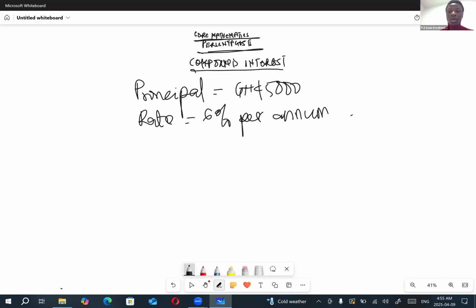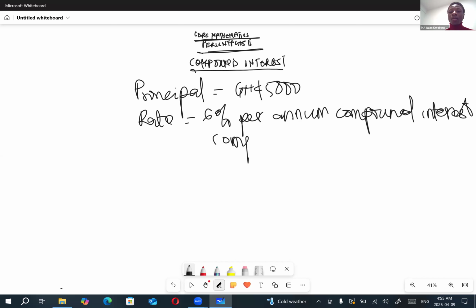Per annum compound interest. Sorry, my handwriting looks weird. I'm using a digital pencil. My handwriting is ordinarily not like this. All right, so 6% per annum compound interest.